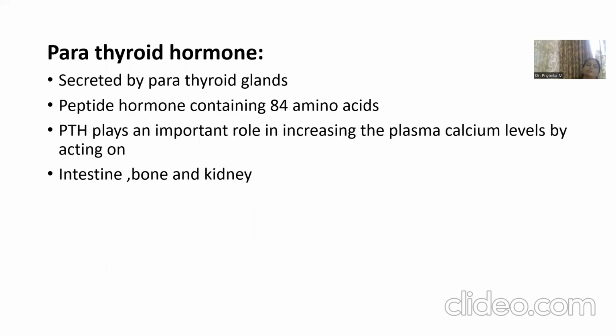Then next is PTH, parathyroid hormone. What do we know about PTH? This hormone is secreted by the parathyroid glands. It's a peptide hormone which contains about 84 amino acids. It plays an important role in increasing the plasma calcium levels. How? It also acts on three different organs: intestine, bone, and kidney. So how does it regulate the calcium level?